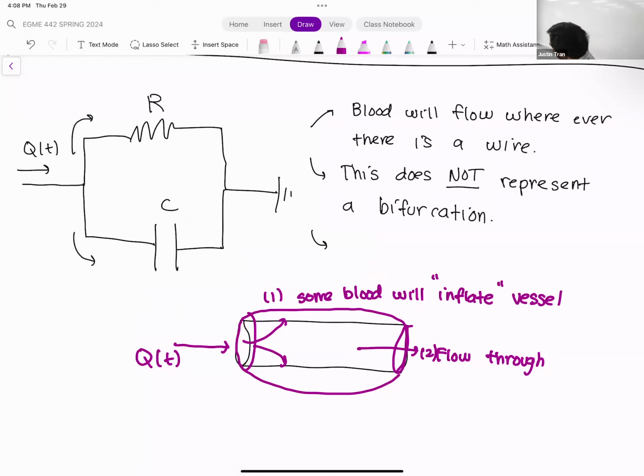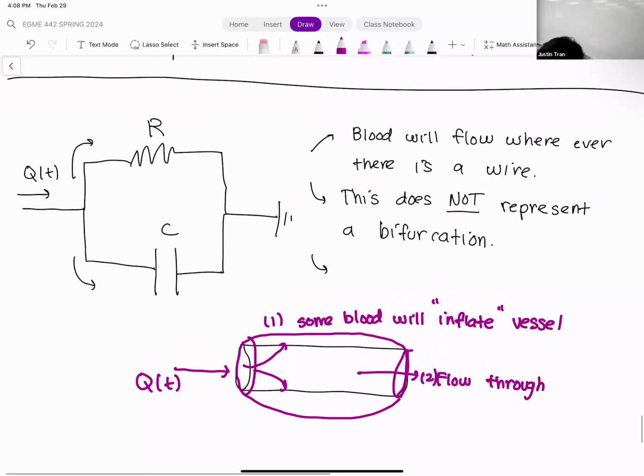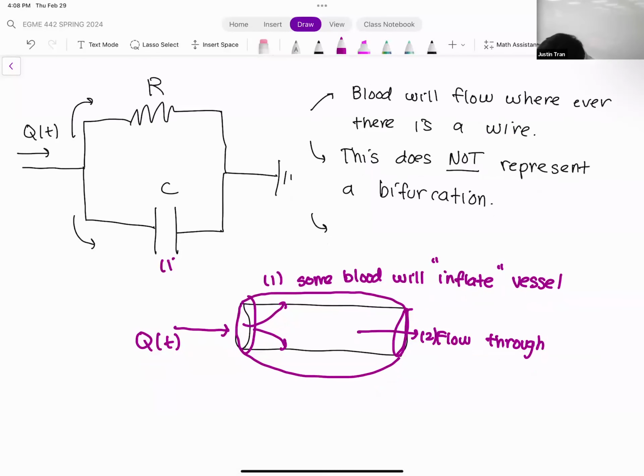Remember we talked about last time, the capacitance represents the ability for a blood vessel to temporarily store blood. In other words, it captures the ability for blood vessels to inflate and deflate. So the flow that goes to the capacitor represents the fact that blood comes in and can inflate the vessel itself. Meanwhile, the blood that flows through is going to be impeded by viscosity, from the friction. And so that's the other path here.